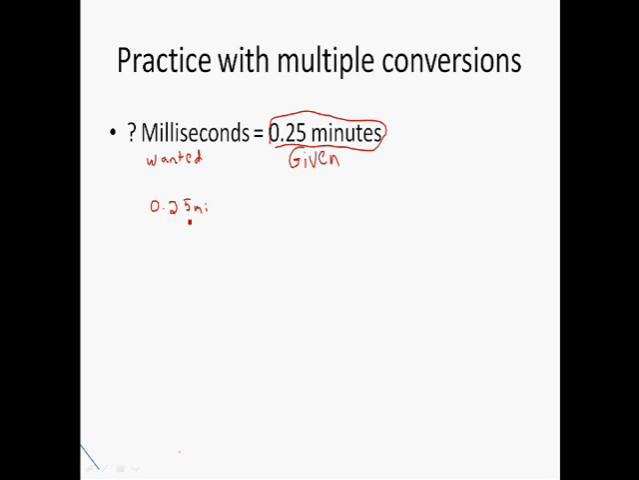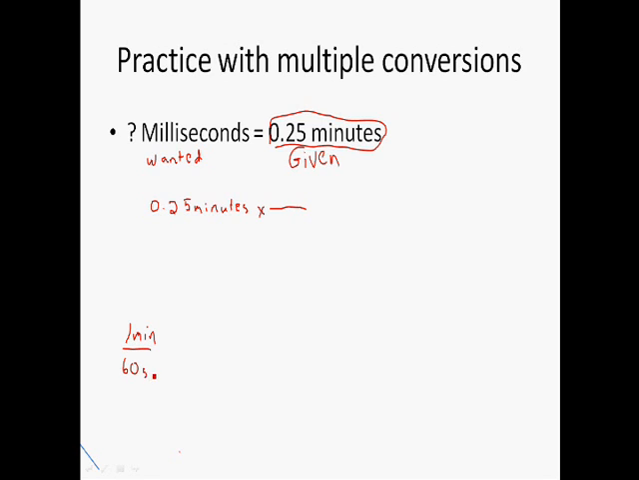Well, let's see. I don't know how many milliseconds are in a minute, so what do I know? Well, I know that 60 seconds is in 1 minute. And if I get to seconds, then maybe I can get to milliseconds. So let's see. I know that if I have, let's write it down here. I know that 1 minute is 60 seconds. Or 60 seconds is the same as 1 minute.